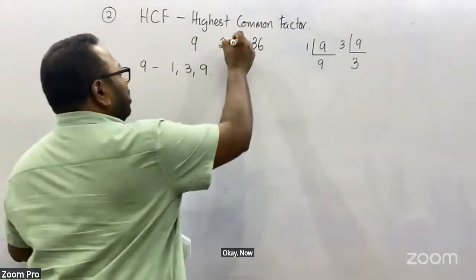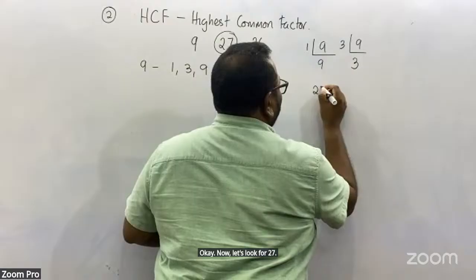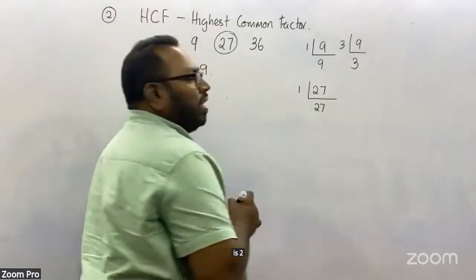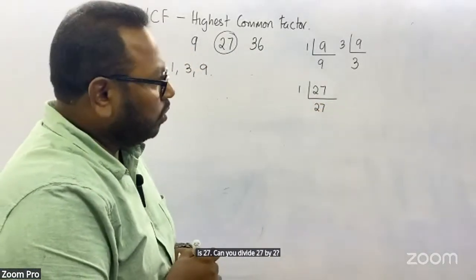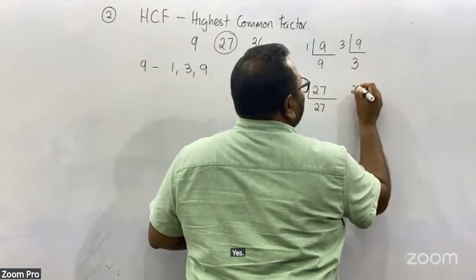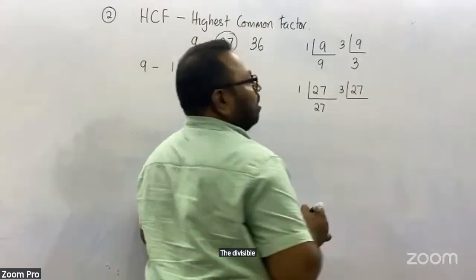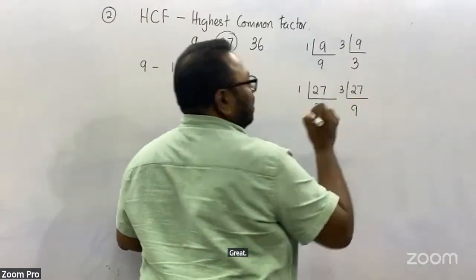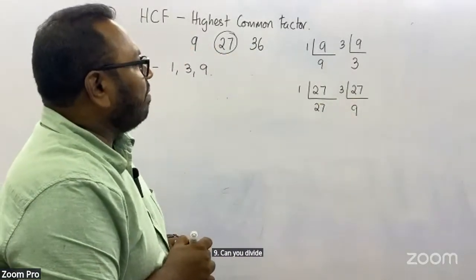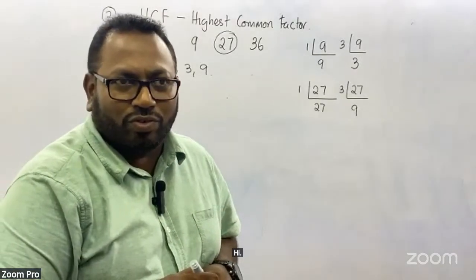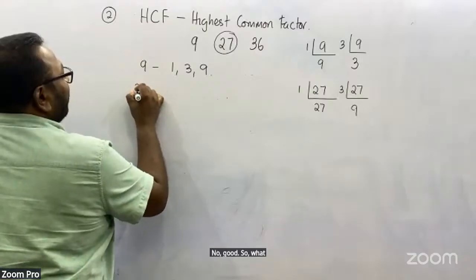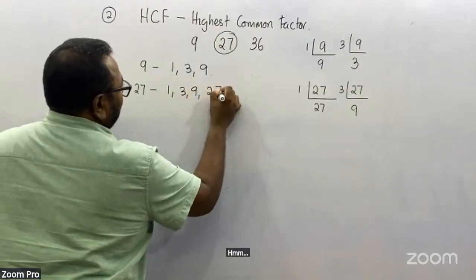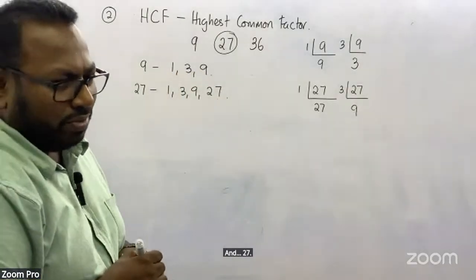Now, let's look for 27. What are the factors of 27? 27 divided by 1 is 27. Can you divide 27 by 2? No, you can't. Divisible by 3, yes. 27 divided by 3 is 9. Can you divide 27 by any other number? No. So what are the factors of 27? 1, 3, 9 and 27.